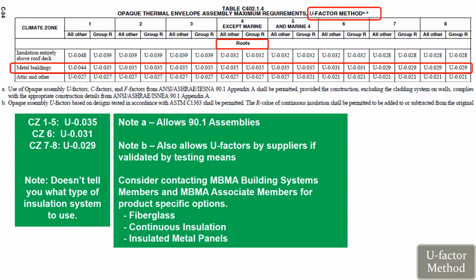I included footnotes A and B as a reminder, and so in summary, note A allows 90.1 assemblies, and note B allows suppliers. So consider using one of our MBMA building system members or MBMA associate members for product-specific options. They would be most familiar with fiberglass, continuous insulation options, whether it be rigid board, spray foam, or insulated metal panels, and maybe other options I'm not thinking of for this slide here.